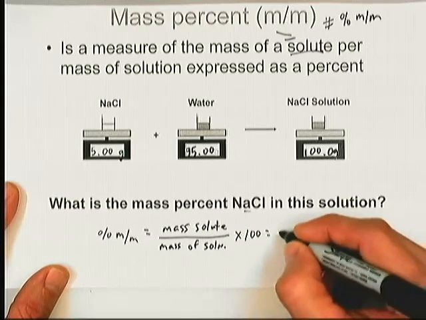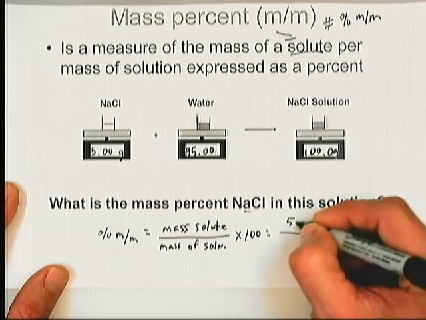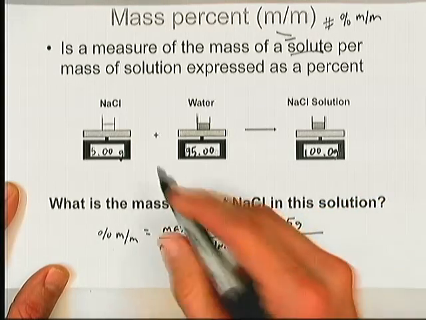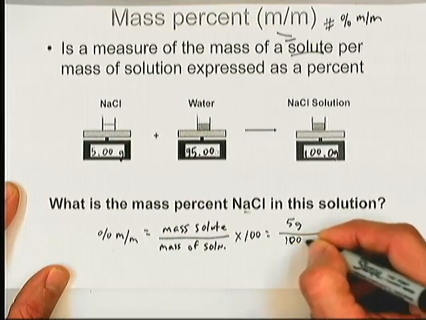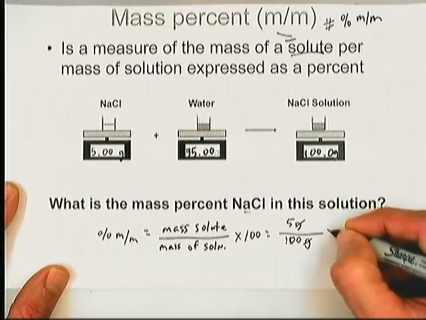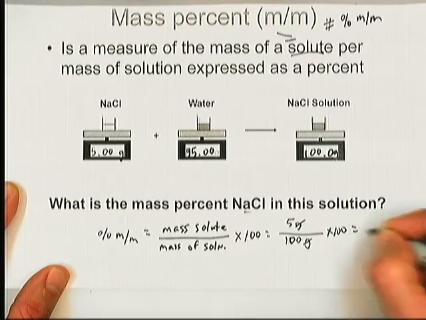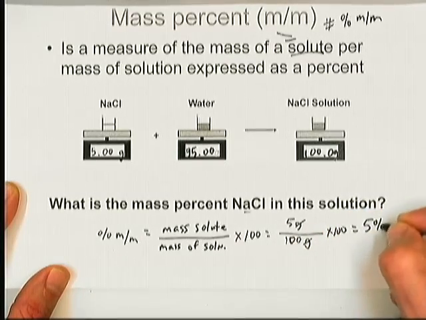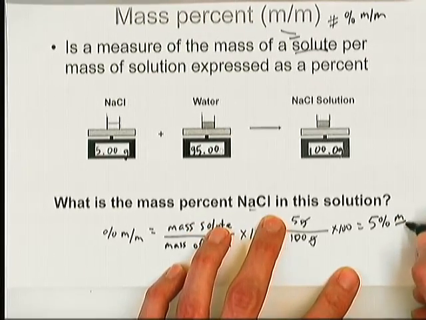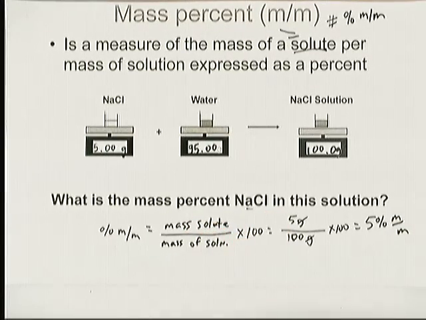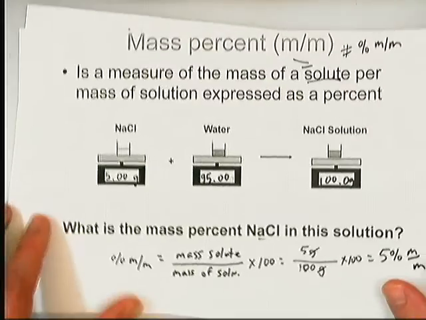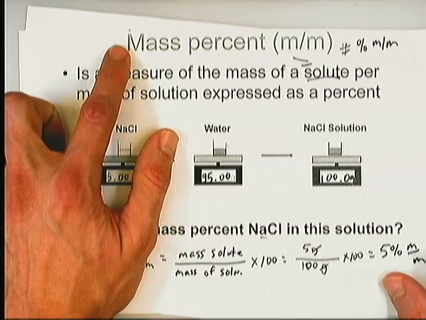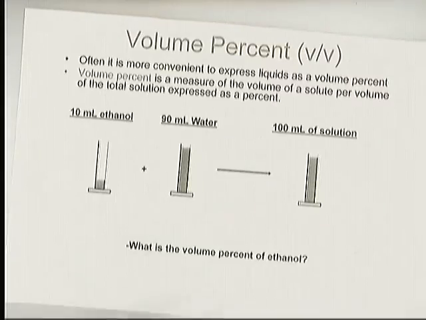Well, this is a pretty easy problem. My mass of my solute is 5 grams. The total mass of solution is 100 grams. Grams unit cancel, I multiply by 100. It's 5% by mass. Alright, simple enough. Mass percent. Easy concentration unit of measure. We use mass percent a lot if we're dealing with pretty concentrated solutions.